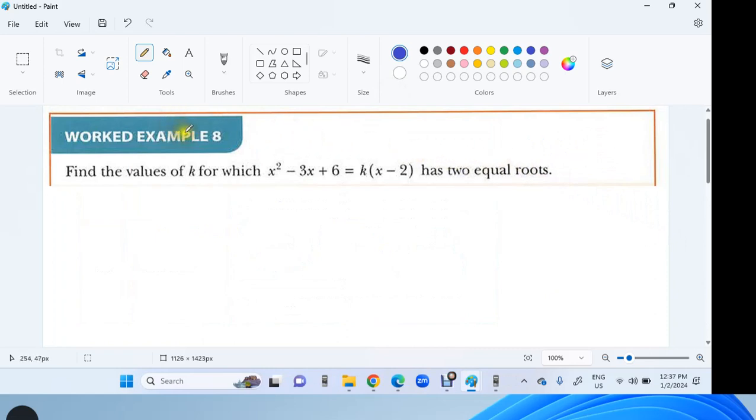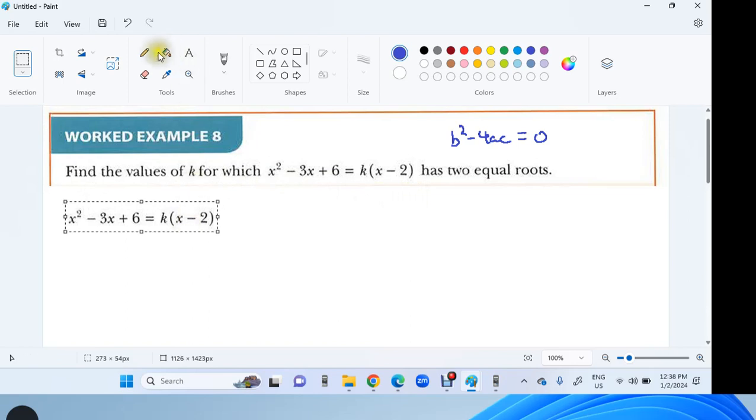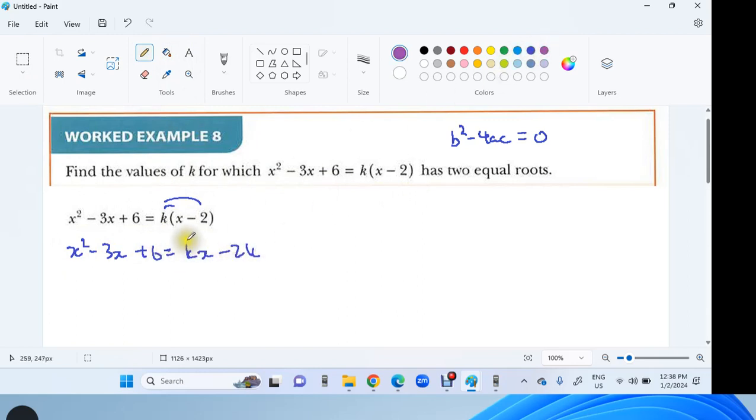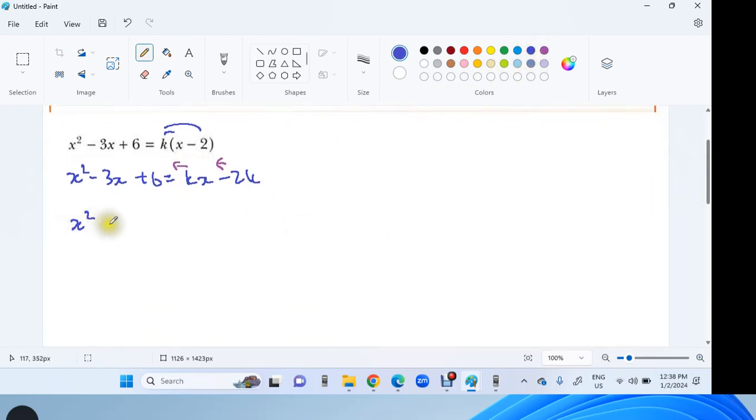So we look at worked example 8. Find the value of k for which the equation has 2 equal roots. 2 equal roots, then that means b squared minus 4ac is equal to 0. Okay, so for this one, we start from the given equation here. We expand it. Then we have x squared minus 3x plus 6 equal to kx minus 2k. Then I move everything to the front and group it. Okay, we have x squared minus 3x minus kx plus 6 plus 2k equal to 0.